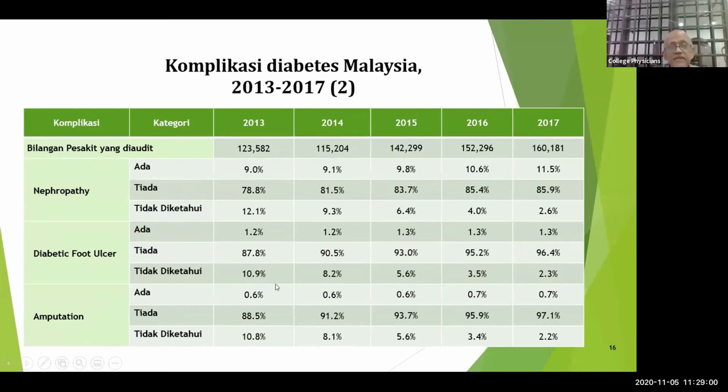Diabetic foot ulcers, 1.3%. In 1996, of the population of diabetics, almost 4.3% of patients already had a lower limb, either digit or limb, amputation. That was in the population, but when you look at only primary care, this is 0.7%.